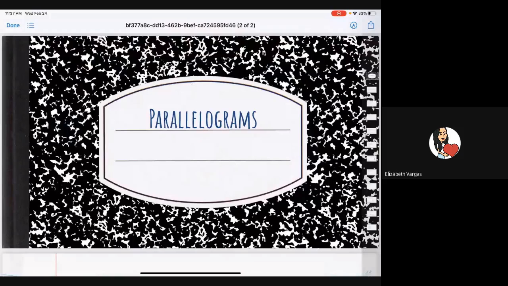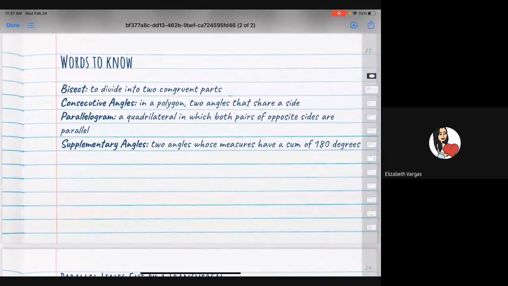Okay, so today we're going to look at parallelograms. More specifically, we're going to look at different theorems that have to go with parallelograms, specifically with their side lengths and their angles. So instead of triangles, we're going to go into parallelograms. The different words we're going to look at today, we're going to review what it means to bisect. Something new that we're going to look at is consecutive angles. Again, we're going to learn about parallelograms, and then we're going to do a little bit of a review of supplementary angles.